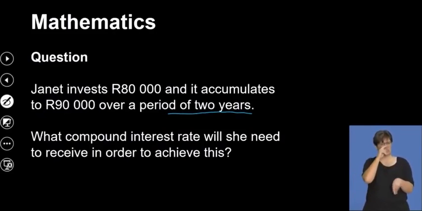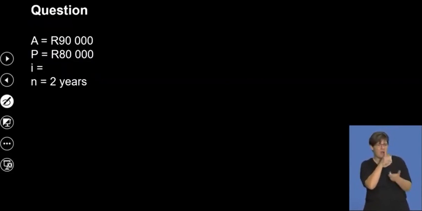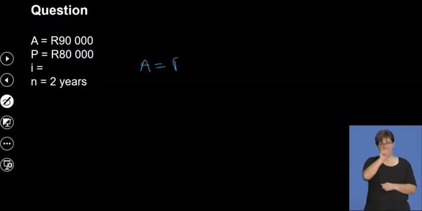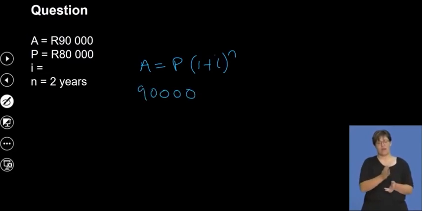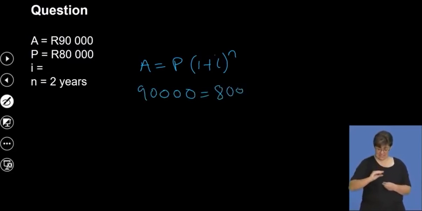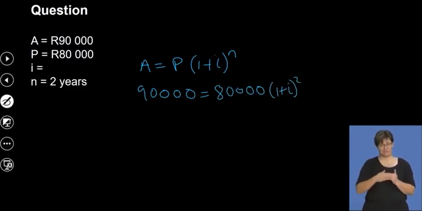So we want to know, if she goes through a bank and says, I want to invest 80,000, but now I want it to be 90,000 in 2 years. What interest rate must she then talk to the bank about in order to get this? So this will be A is equals to P into 1 plus i to the exponent of n. So we are trying to find what interest rate must she negotiate with the bank to say, please give me this interest rate in order to get 90,000 if she's investing 80,000 into the bank, and this is for a duration of 2 years.